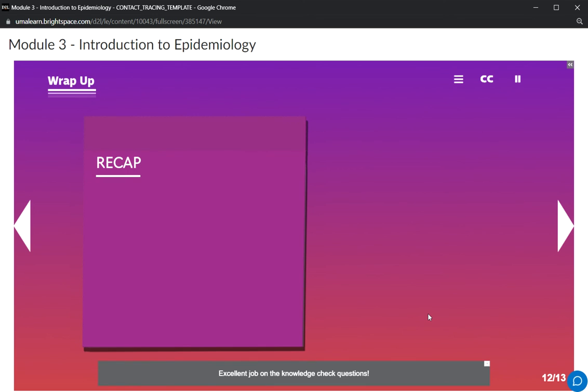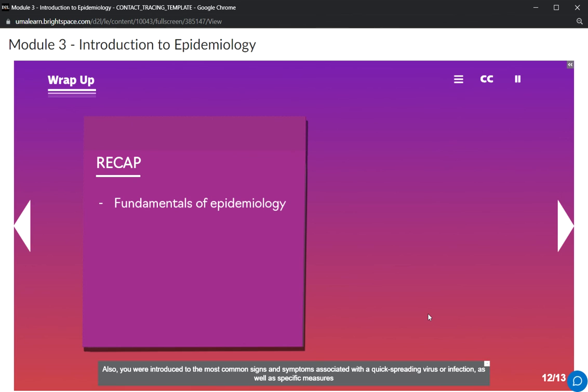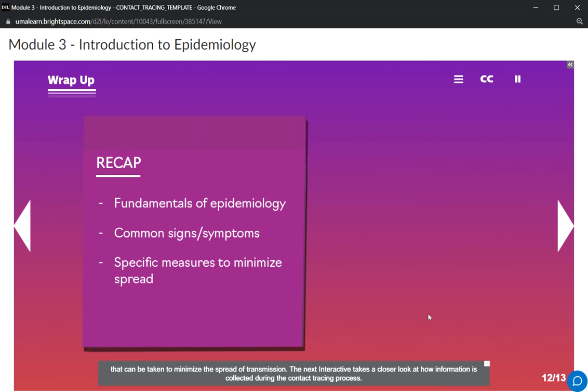Excellent job on the knowledge check questions. To recap, in this module, you were given a basic overview of the fundamentals of epidemiology. Also, you were introduced to the most common signs and symptoms associated with a quick-spreading virus or infection, as well as specific measures that can be taken to minimize the spread of transmission. The next module takes a closer look at how information is collected during the contact tracing process.